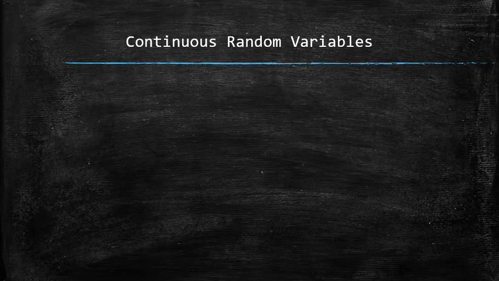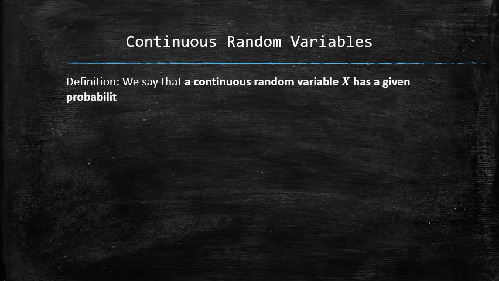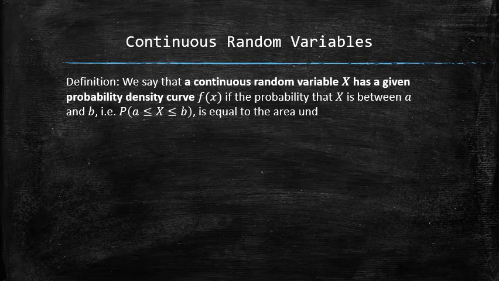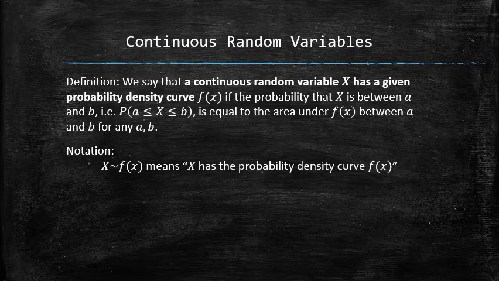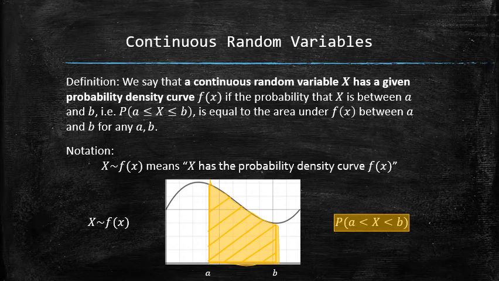Next is the most important definition in this and the following chapters. We say that a continuous random variable X has a given probability density curve f of x if the probability that X is between a and b is equal to the area under the curve between a and b for any values a and b. We introduce the following notation, which will stand for X has the probability density curve f of x. In other words, if X has the probability density curve f of x, the probability that X is between a and b is equal to the area under the curve between a and b for any a and b.